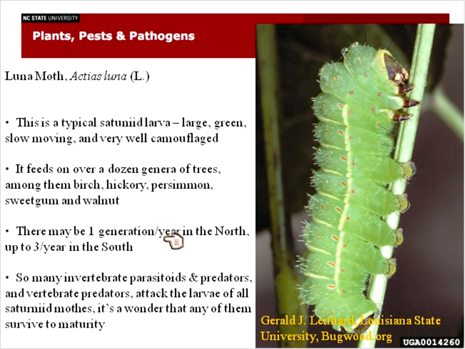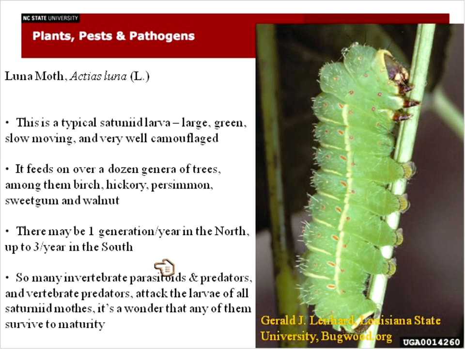Most species of Saturniid moths have a variable number of generations per year. There may be one generation in the far northern extreme of their ranges, and along the Gulf Coast or in Florida, there may be up to three generations a year. Not all of them are like this, however. The Cecropia moth, which is otherwise a fairly typical-looking Saturniid moth, seems to have only one generation a year, regardless of how far north or south they're occurring. It seems to be locked into that one-generation-a-year mode.